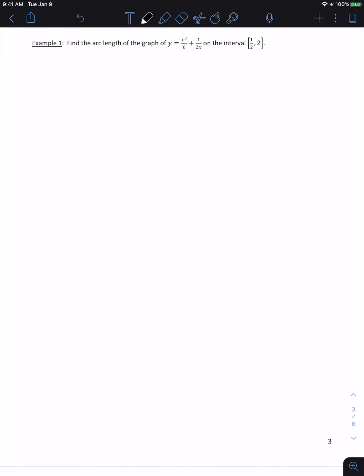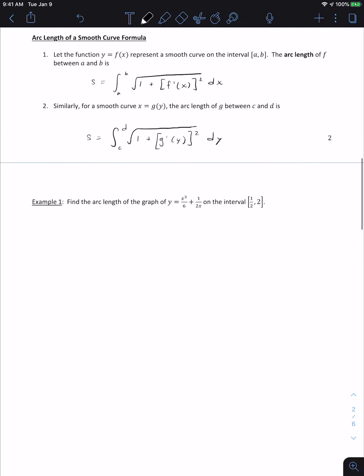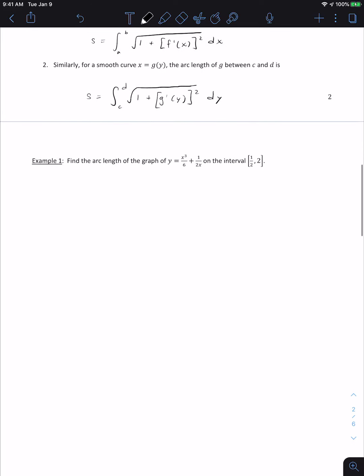Hi everyone. In this video we'll be looking at section 7.4, picking up where we left off. In the last video we found the formula for the arc length of a smooth curve starting from A and going to B, and now we'll look at some examples of that.